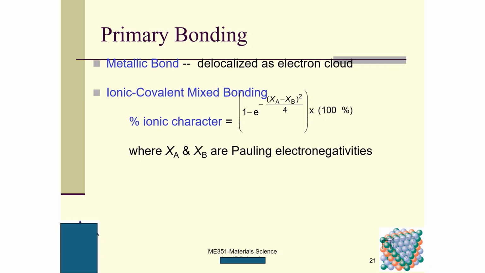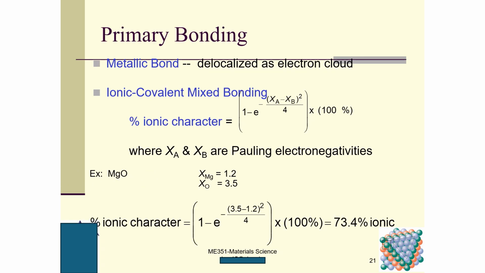And then we talk about primary bonding, and this is for the metallic bond, with a delocalized electron cloud. And for ionic covalent mixed bonding, this can be calculated using this equation. This is the percentage of ionic character, where 1 minus e to the power, with X_A and X_B. X_A and X_B are the Pauling electronegativities of these 2 elements, right? So we can use this equation to calculate the percentage of ionic character.